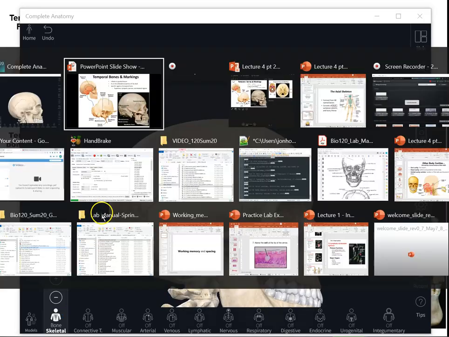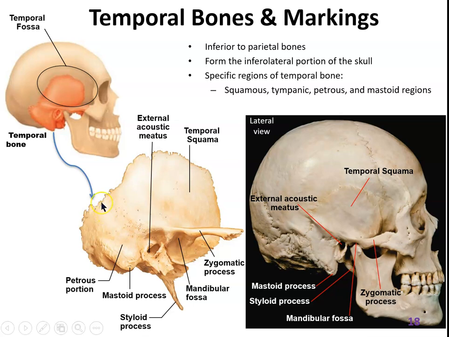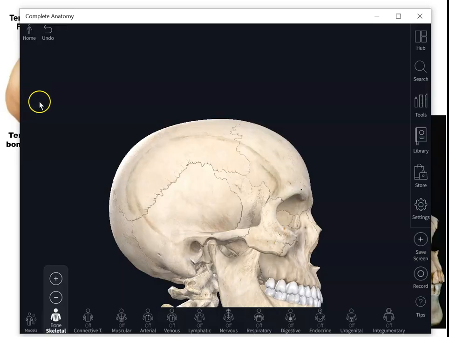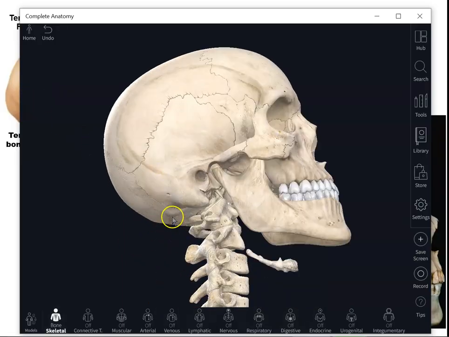Okay, let's go back to the slides. So, some other interesting things. In the lab manual, the temporal fossa is listed as a marking of the temporal bone. The temporal fossa is bigger than a temporal bone. It's actually this whole indentation on the side of the head. And it's the location for the temporalis muscle.